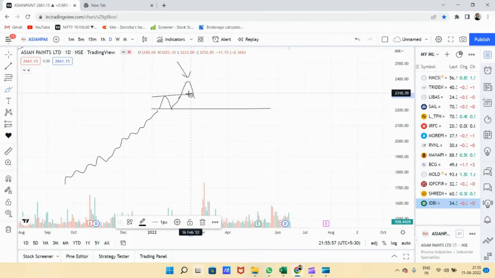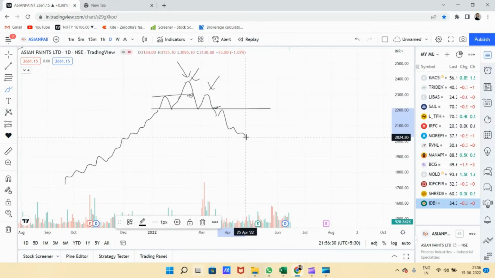It didn't take support here, it comes down, and again in the demand zone buyers push the price up. But this time sellers didn't wait for this level to come, they shorted here itself. So like this they shorted here, and this is the third time. It may happen as a consolidation, or it will break by the third time itself. The buyers lose power here, so the stock breaks down from the demand zone, gives a retest, and falls like this.